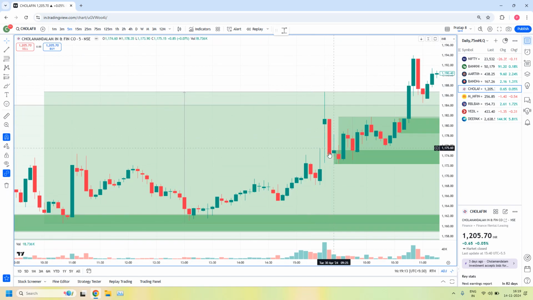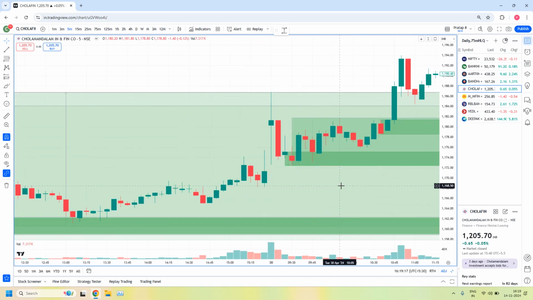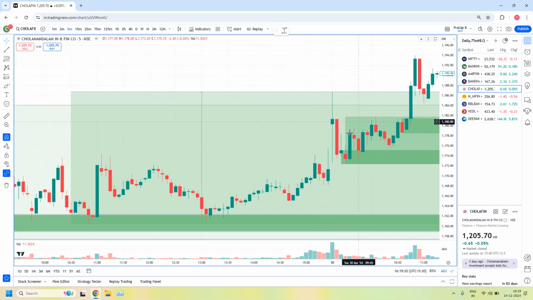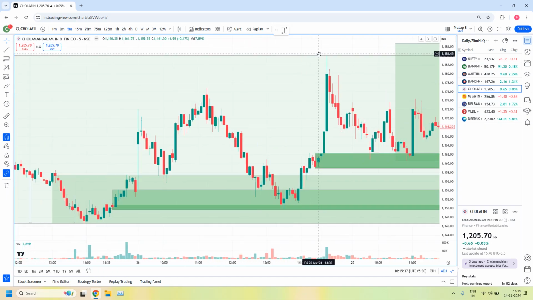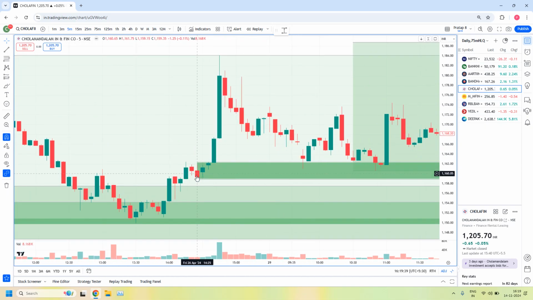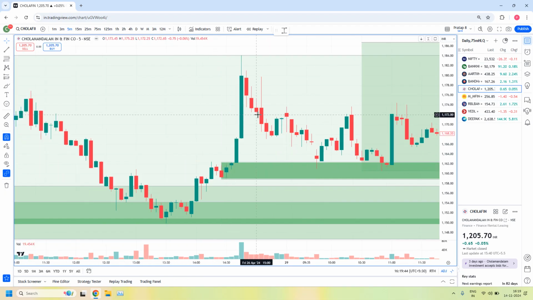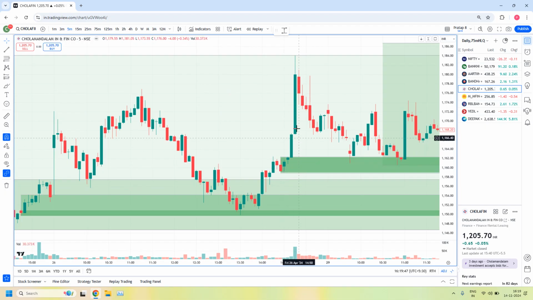Another drop, base, rally. Another 5-minute zone, exactly within the 15-minute zone. So the 15-minute zone started here and ended exactly within that. It didn't go outside the zone, it stayed within the zone. And again in this 15-minute zone, you have a drop candle, 2 base candles and a rally candle. A lower time frame zone as a horizon to the higher time frame zone.